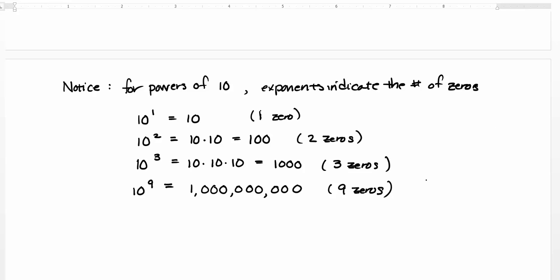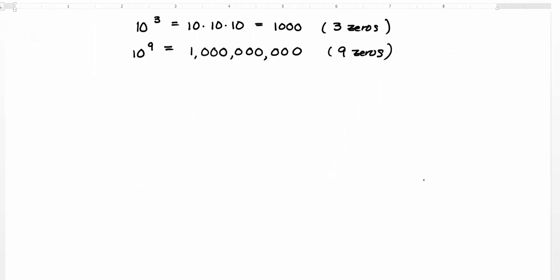Okay, the next thing we're going to talk about is square roots. And we have another symbol for square roots. We use something that looks a little bit like a division sign, but it's got a little hook on it. And that's the symbol for a square root. We call this the radical sign.